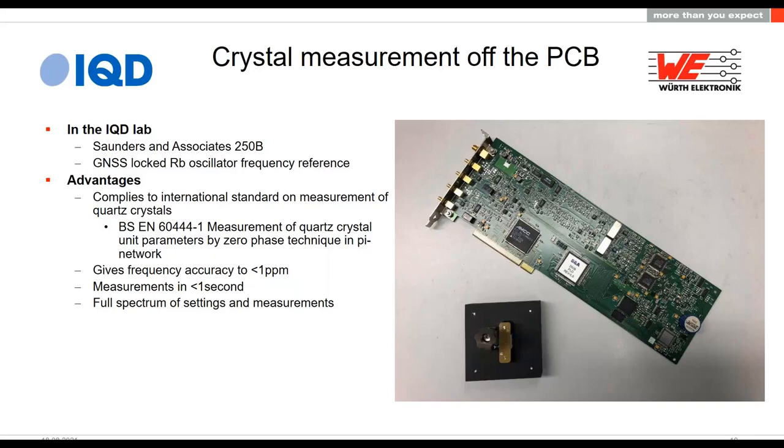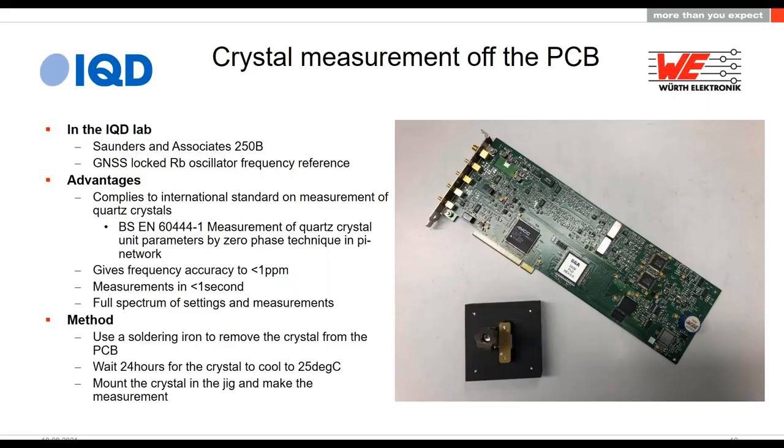It's a pretty cool instrument. It'll give you a reading in less than a second, and those readings will be accurate to less than 1 part per million. And mostly what I really love about it is it gives me those measurements in parameters that are crystal parameters rather than network analyzer parameters. And we'll go into that in more detail on the next couple of slides.